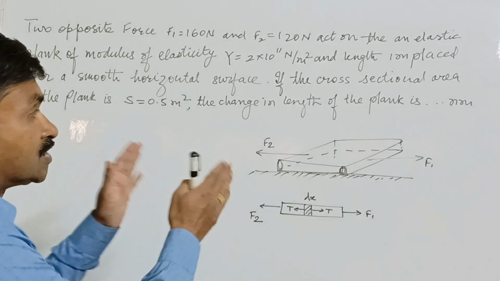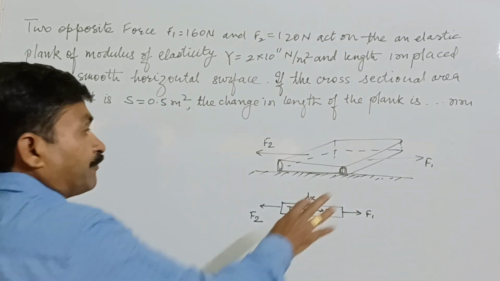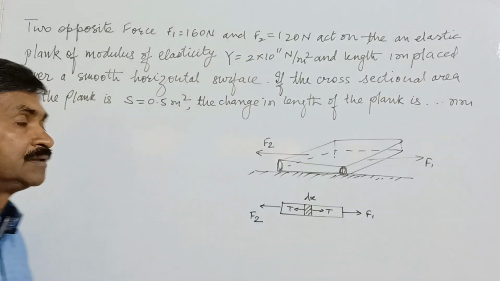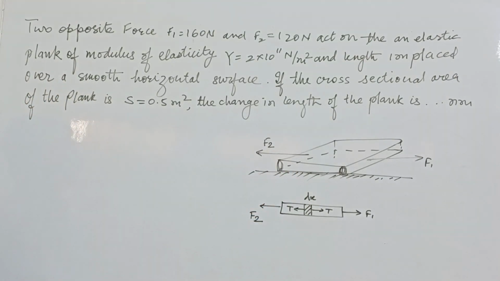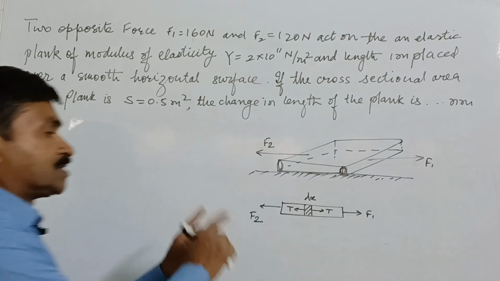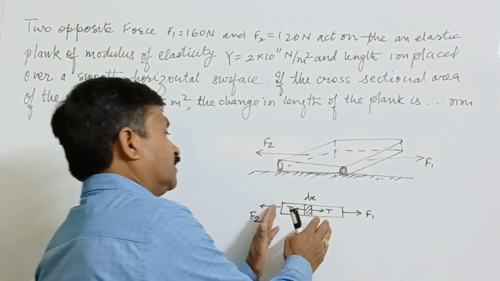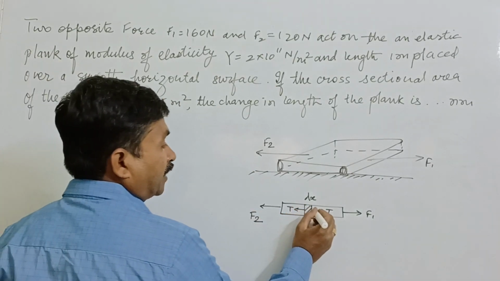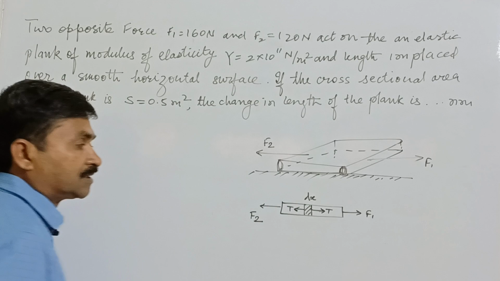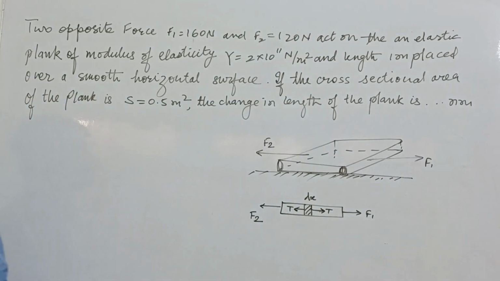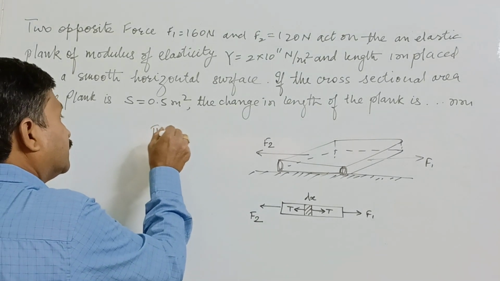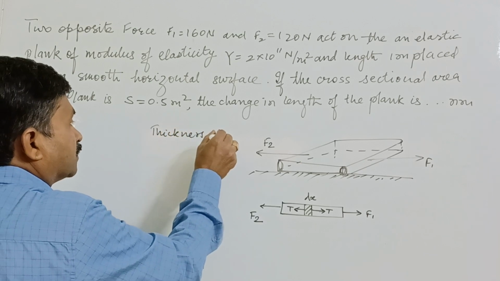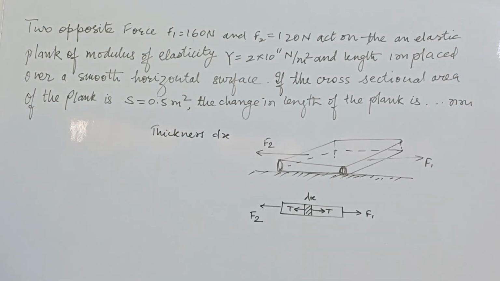Now if we go through this plank, a force is acting in this direction, and another force is acting in the opposite direction. So these two forces will stretch it in both directions. So there will be tension T in this direction and T in the other direction. So there will be a change in the length, or we can assume the thickness, that is dx, a very small dx.